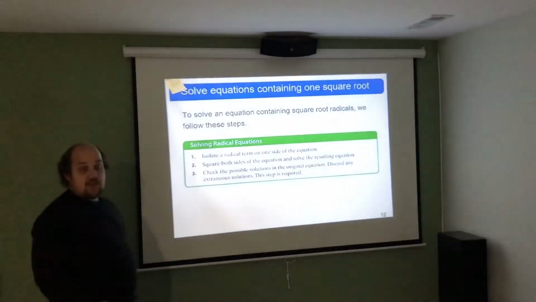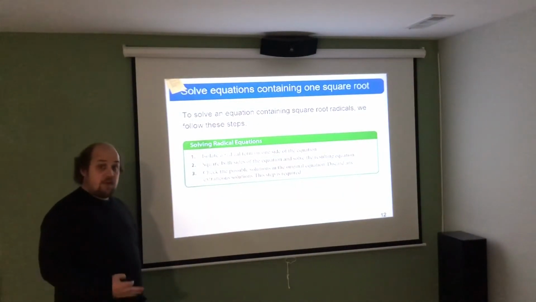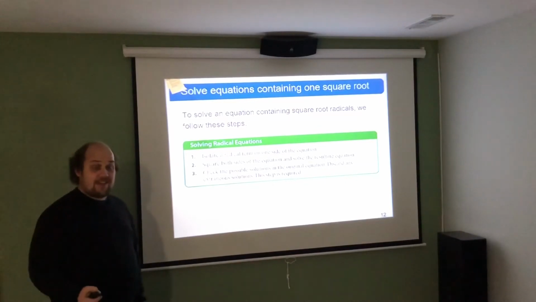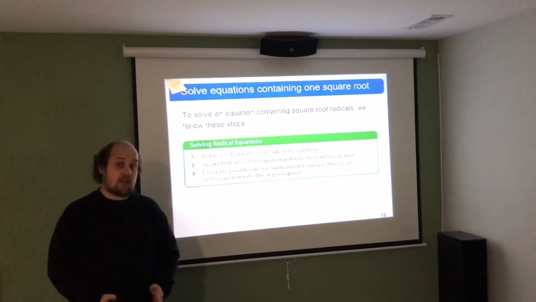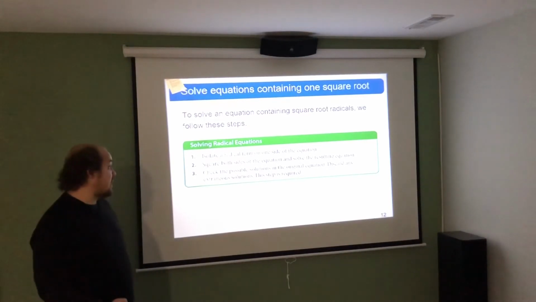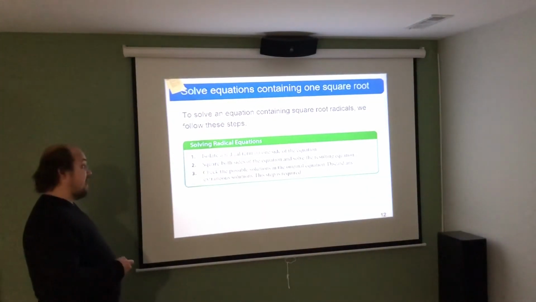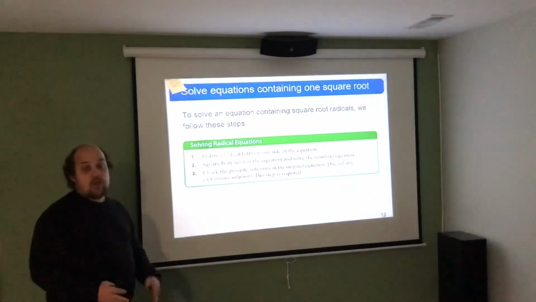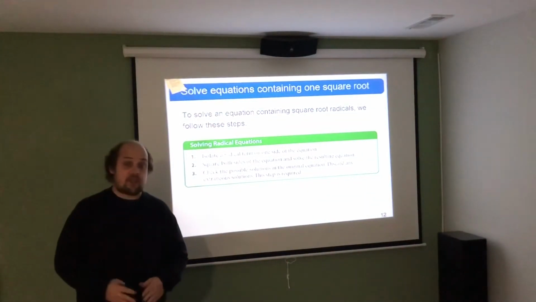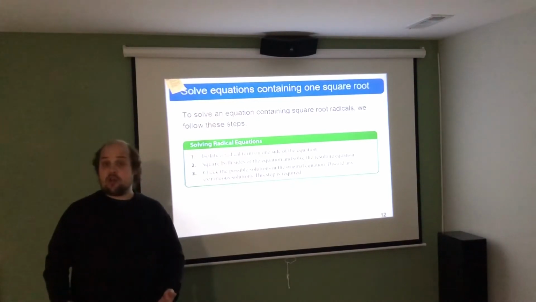When we want to solve an equation with a square root, we follow these steps. To begin, we want to make sure that the root is isolated on one side of the equation and everything else is taken to the other side. So isolate a radical term on one side of the equation. Once I have that root isolated by itself, if I square both sides, it'll undo the root.